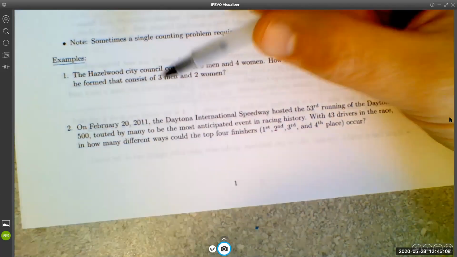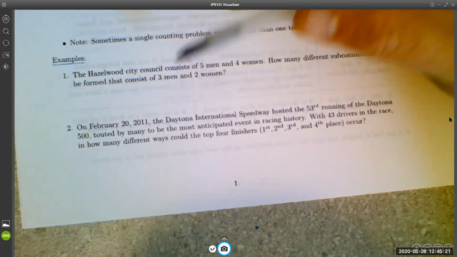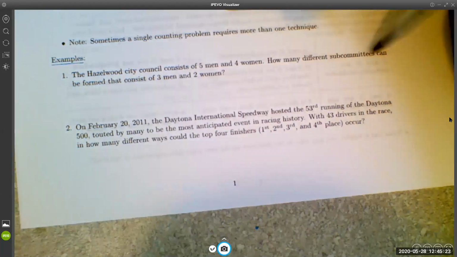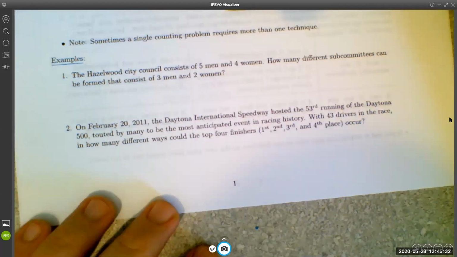because the people on this subcommittee, it's not like they're filling certain positions, right? It's not like the first person chosen is going to be the president or something, and the second person is going to be the vice president. It doesn't say that. It just says that the members of the committee, the members that you choose, are all going to be on the subcommittee. I think we can assume that they're going to be members of the subcommittee in equal standing with one another. So the order in which they're chosen doesn't matter. So since the order doesn't matter, this is a combination problem.